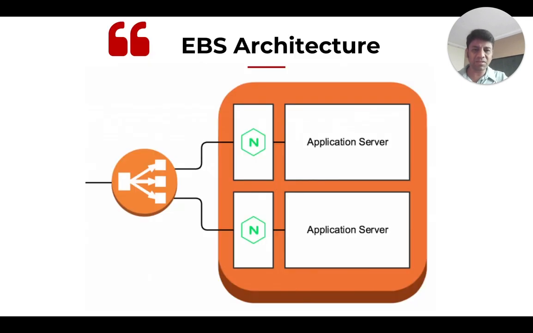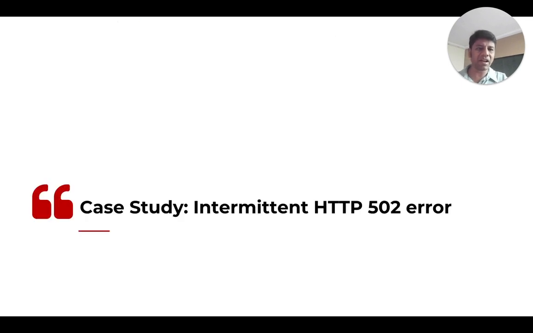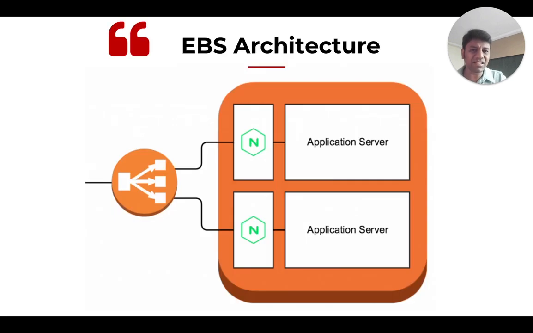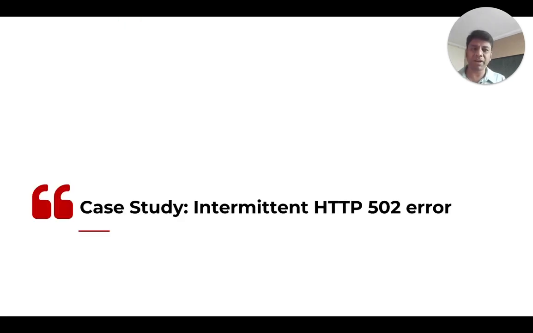See, in this case study I'm going to discuss, there is a service called Elastic Beanstalk. It's one of the services from AWS. Elastic Beanstalk is a kind of containerization service it provides. So this was an application running on this containerized deployment, and it was having an HTTP 502 error. It was getting it intermittently.